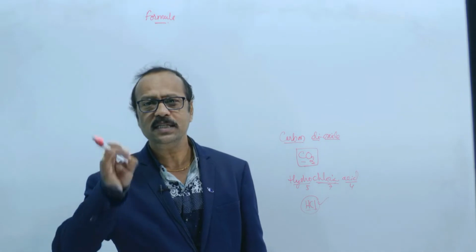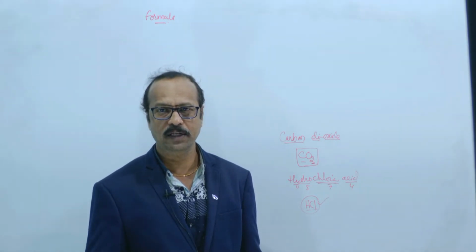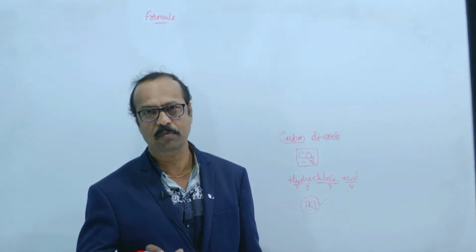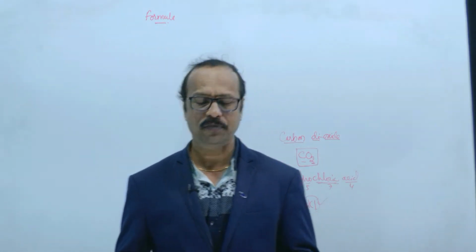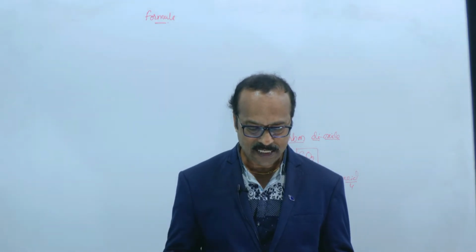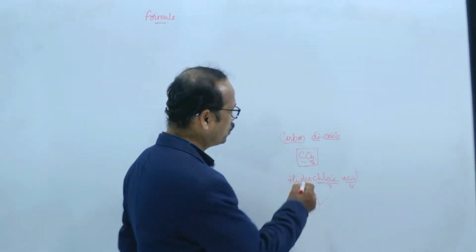So this representation of a compound in a short way by using the symbols of the elements and the number of elements is called the formula. Once you see, students, your definition: the representation of a molecule of a substance in terms of symbols and subscript numbers. Subscript means what? Yes, 2 options are there.